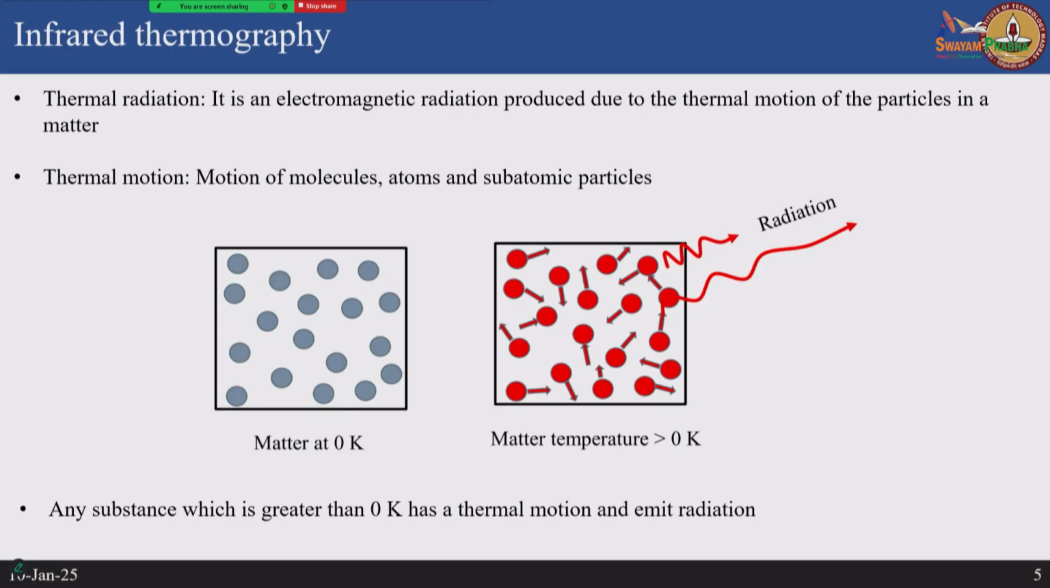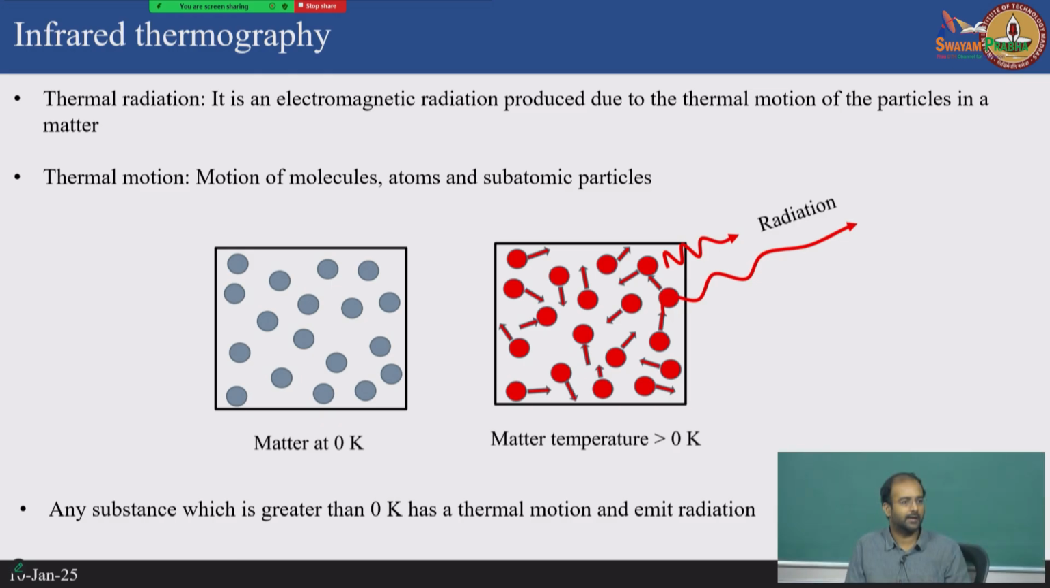So, what is infrared thermography? Basically, infrared thermography is just a detector which is going to detect the electromagnetic emission coming in the infrared bandwidth. We all know that when we are trying to get emission from any body, that emission is related to the thermal radiation that is emitted by the body. And what is thermal radiation? It is an electromagnetic radiation, right.